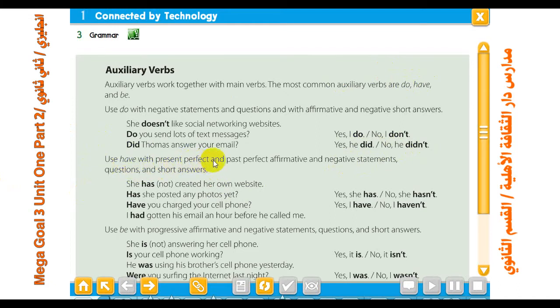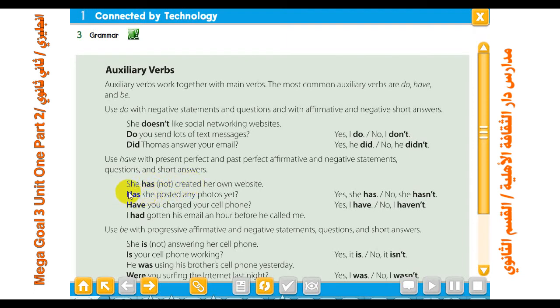Use have with present perfect and past perfect affirmative and negative statements, questions, and short answers. Number one, she has or has not created her own website. Let's look at the verb. It is in the past participle or verb 3. So have, has, or had are followed by the past participle or verb 3. If you want to make it in the affirmative form, we use has only. If it is in the negative form, we use has not.